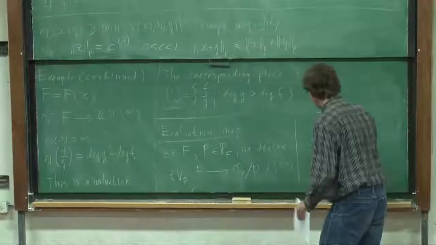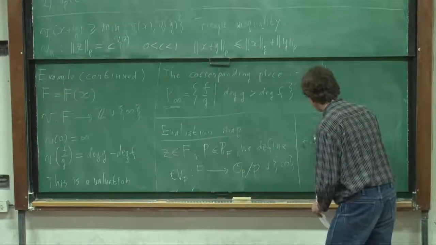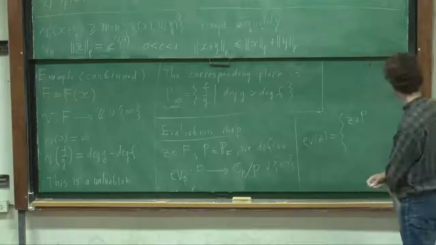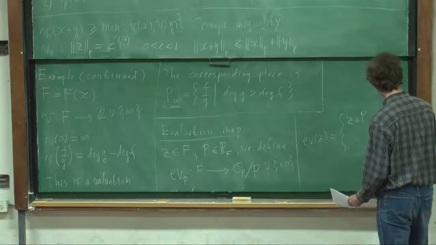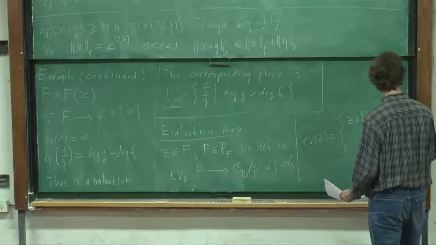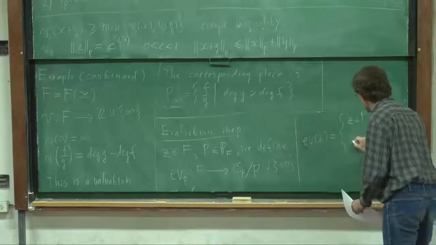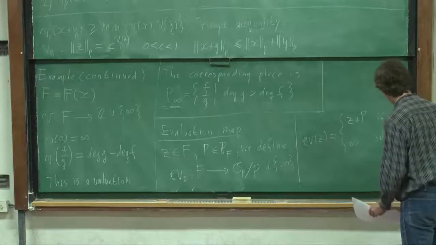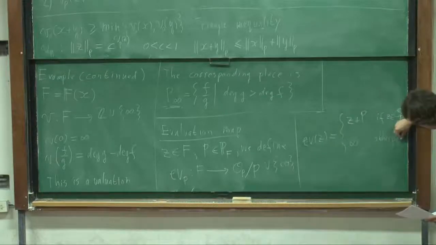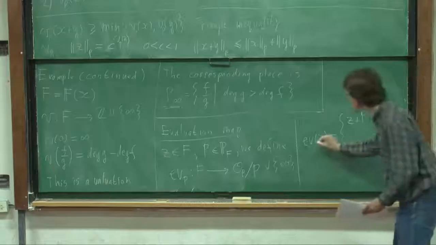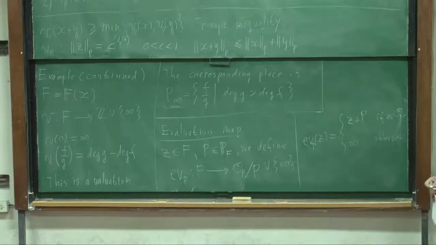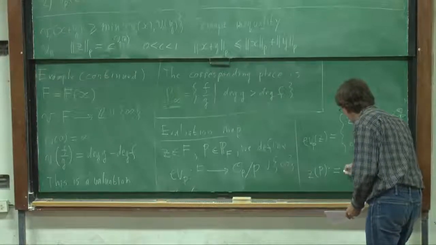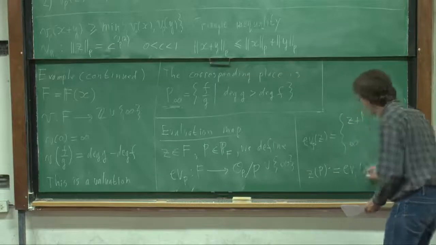We simply say that the evaluation of Z is equal to the residue class of Z modulo the place P if Z happens to be in the local ring, if it's defined, and otherwise we just say infinity. So this gives you then a way to formally evaluate functions at a place P. And just for the sake of notation, usually just write it like that.